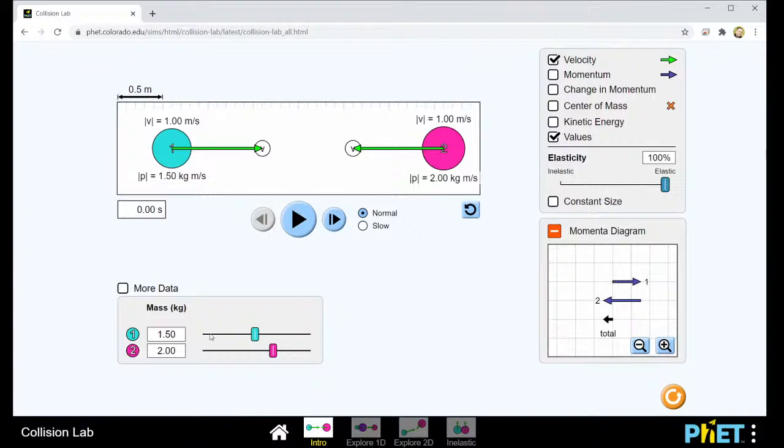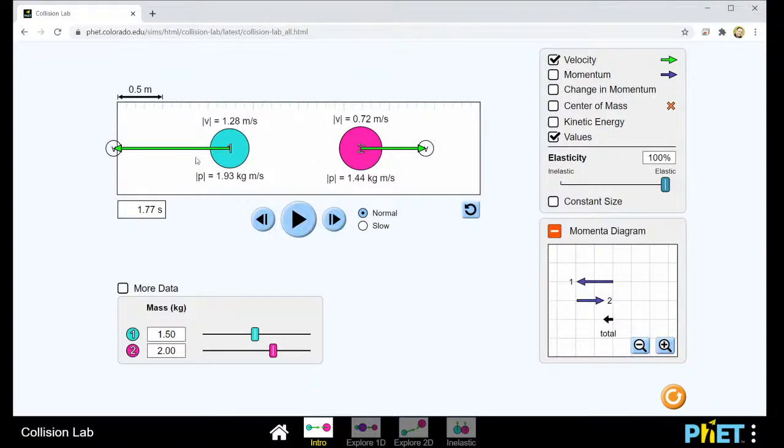So they have unequal masses and they have unequal momentums. Here mass 1 has momentum 1.5 kilograms meters per second to the right. Mass 2 has momentum 2 kilograms meters per second to the left. The total momentum of the system would be 1.5 plus negative 2.0, so the total momentum is negative 0.5 kilograms meters per second. All right, and I run things.